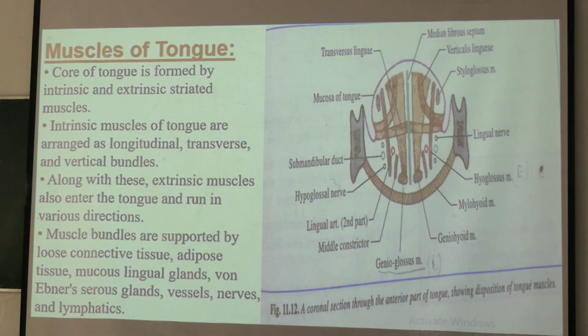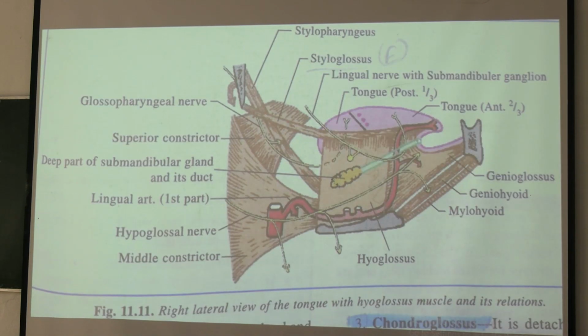Extrinsic muscles also enter the tongue and run in various directions. Muscle bundles are supported by loose connective tissue, adipose tissue, mucous lingual glands, von Ebner serous glands, vessels, nerves and the lymphatics. See here, different extrinsic muscles have been shown. This is styloglossus, this is stylopharyngeus, this is hyoglossus, this is genioglossus, geniohyoid, mylohyoid. And these are the constrictor muscles of the pharynx: superior, middle and inferior constrictor muscles. So these are the extrinsic muscles of the tongue.